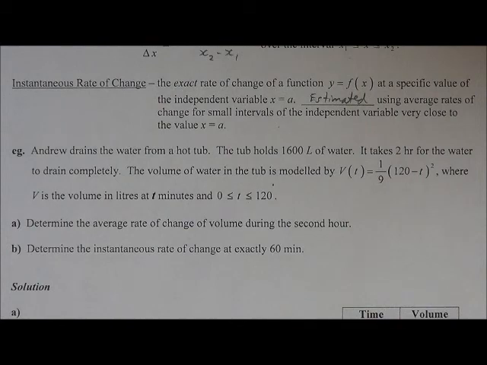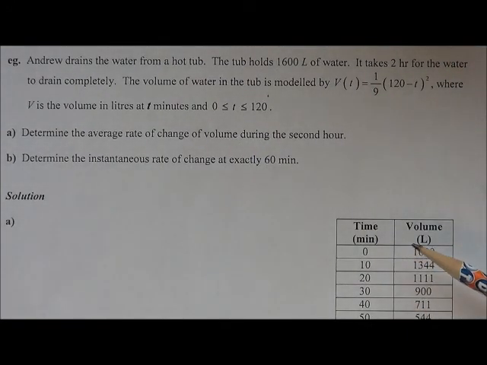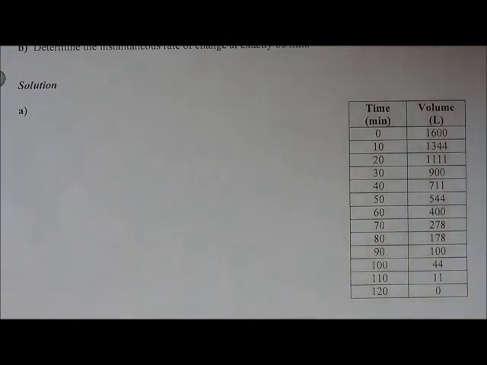So the first thing we're asked to do is determine the average rate of change of volume during the second hour. So what we want to do is take a look at this table of values and take a look down at the minutes, and they're broken up in 10-minute intervals. And so we can choose which range of values are in the second hour. So which range of values would be that second hour?